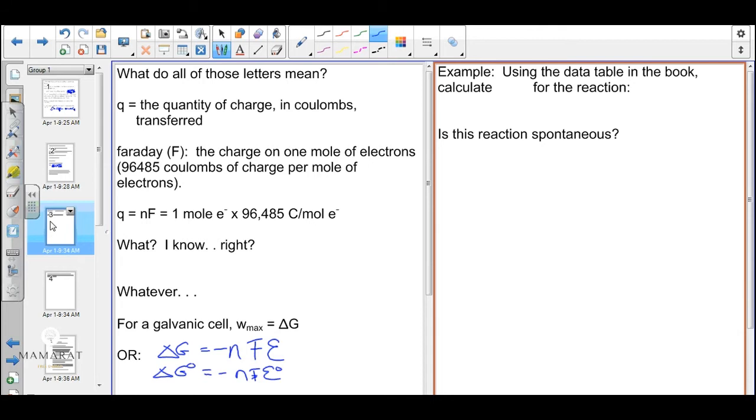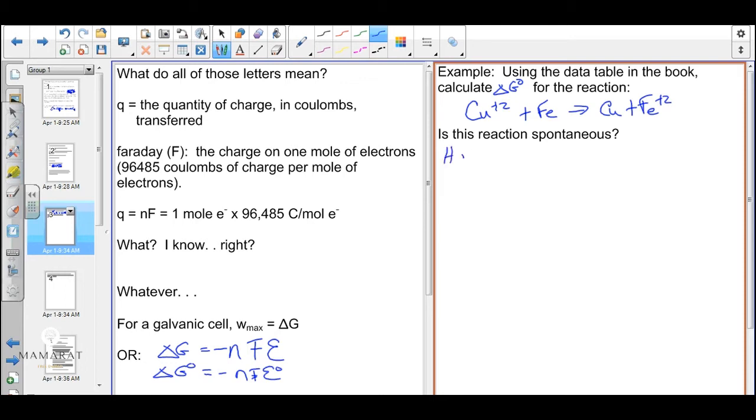So let's take a look at the next slide. It says, using the data in the table in the book, calculate delta G0 for the reaction Cu2+ plus Fe gives you Cu plus Fe2+. Is this reaction spontaneous?